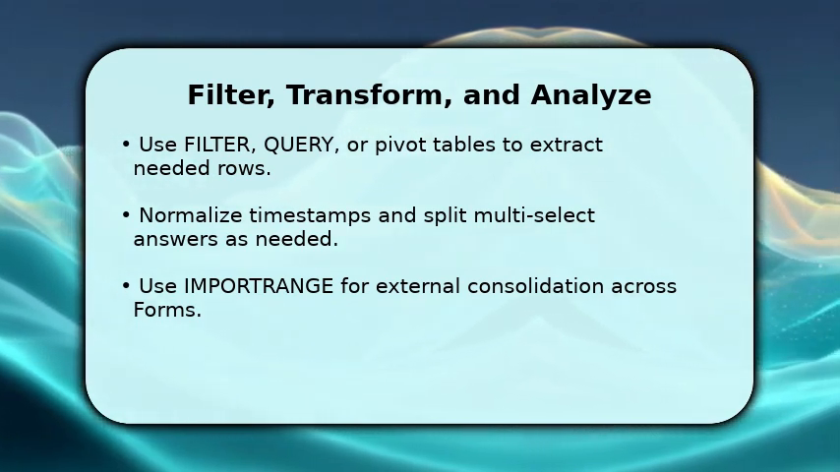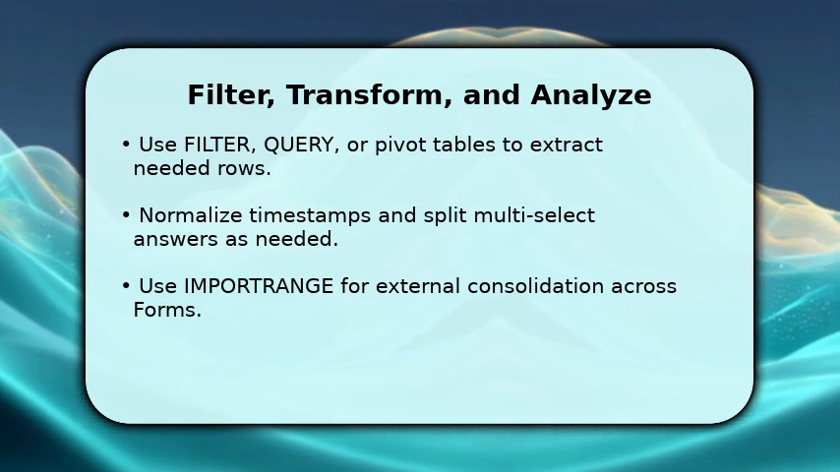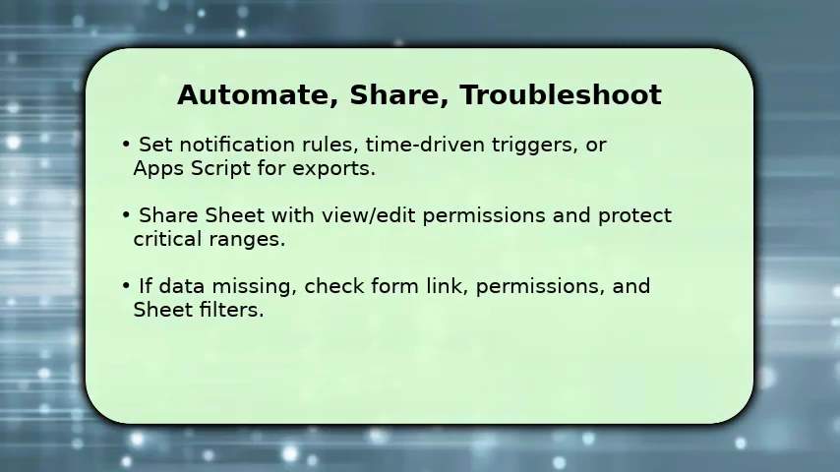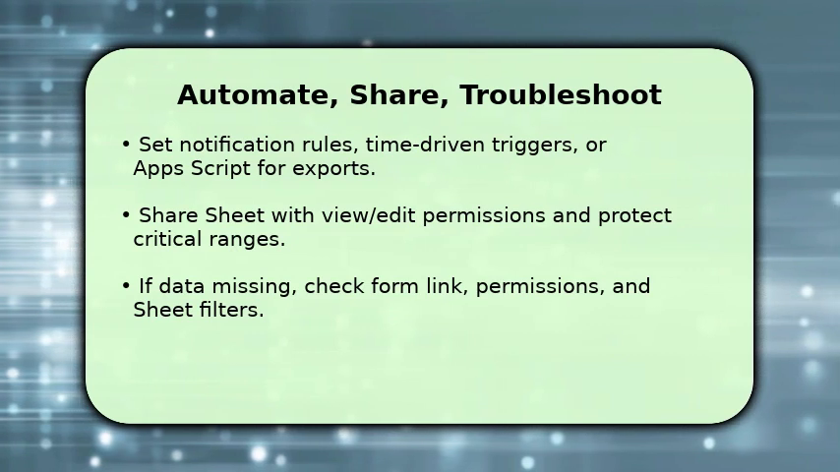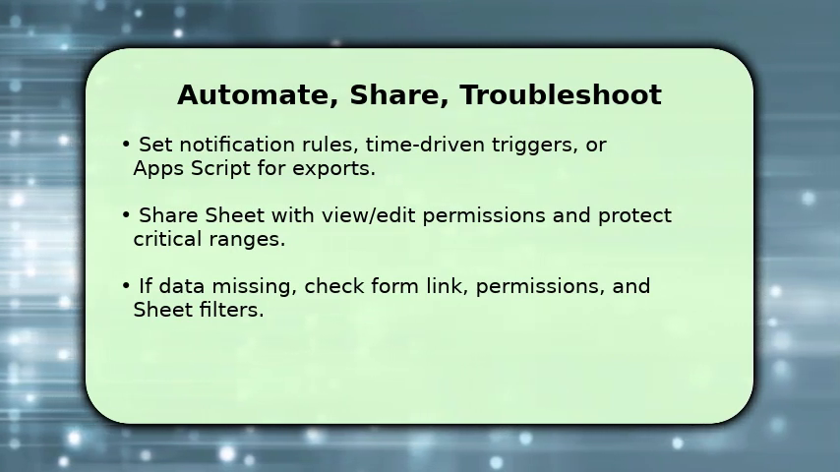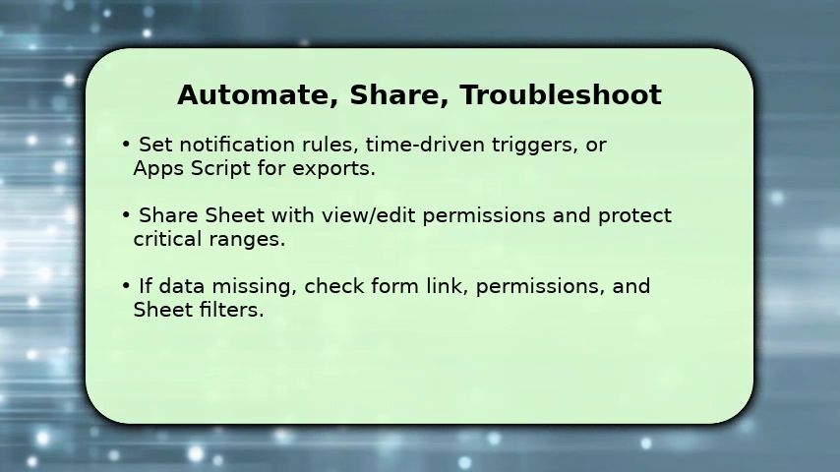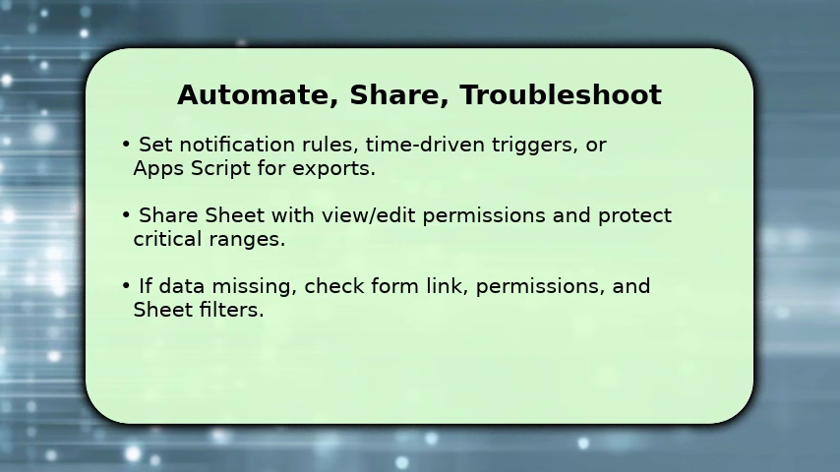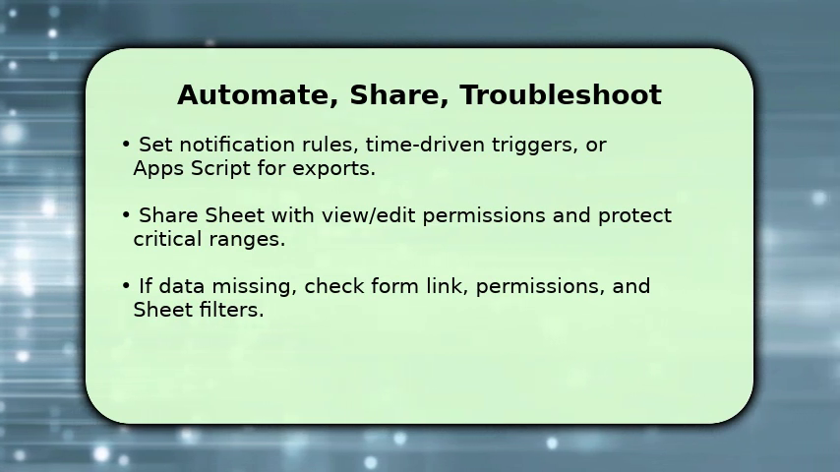You finish by automating delivery and access. Set notification rules for new responses, add a time-driven trigger or app script to export CSV or push to another system, and share the sheet with stakeholders using explicit view or edit permissions. Once automated, protect critical ranges so formulas aren't overwritten.